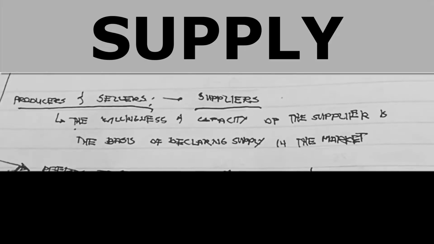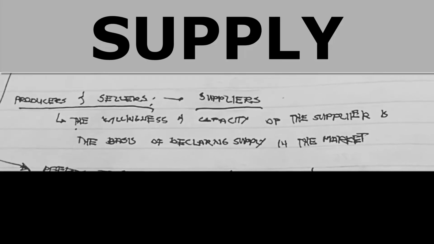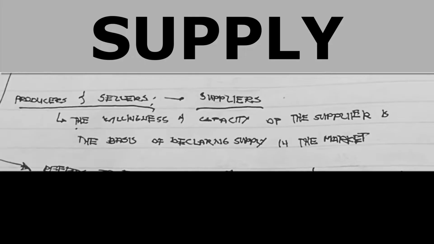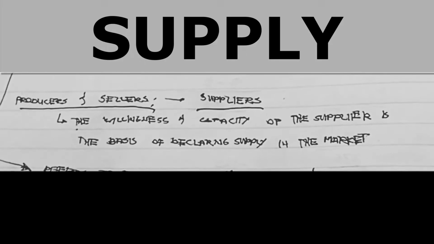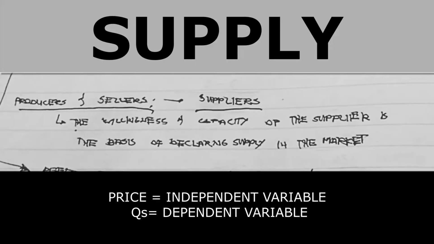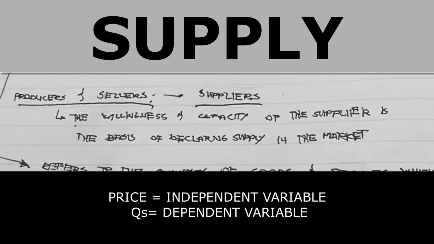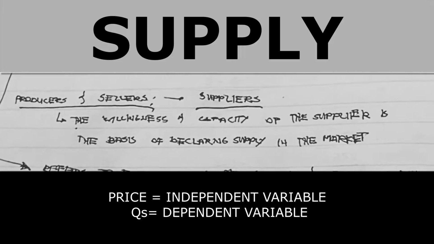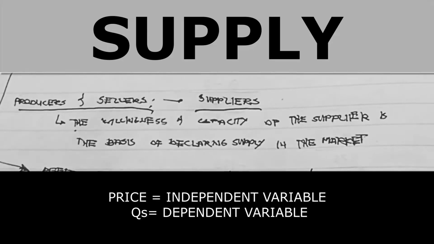So supply refers to the quantity of goods and services which the supplier is willing and able to sell at alternative prices in a given time period. So supply is also affected by price, because price is the independent variable while quantity supplied is the dependent variable.